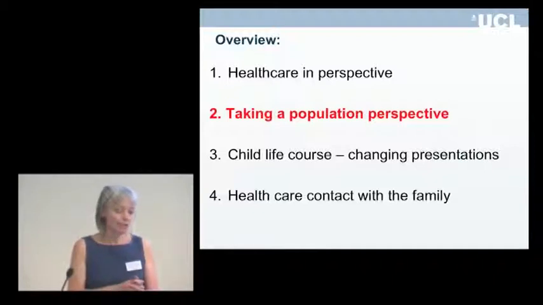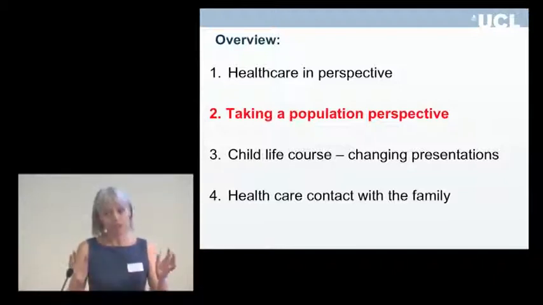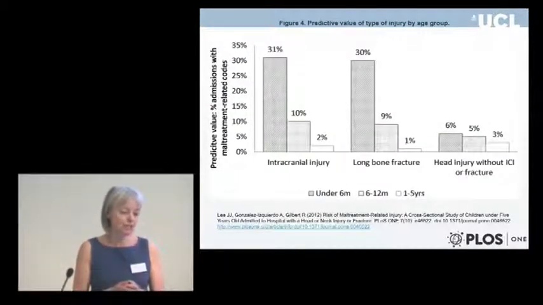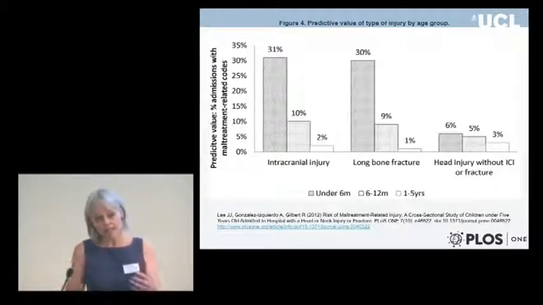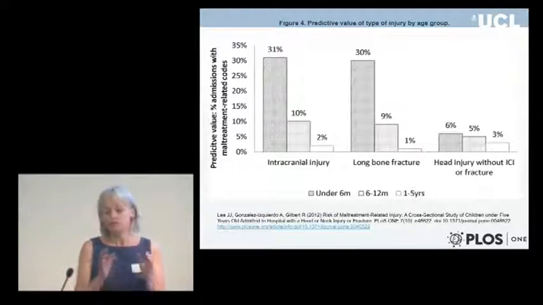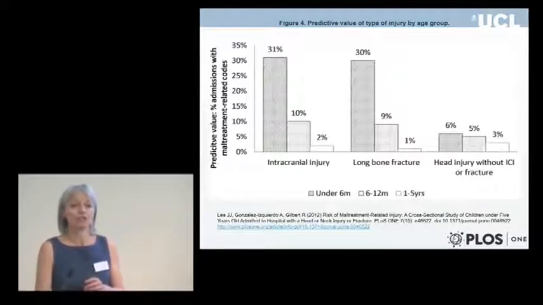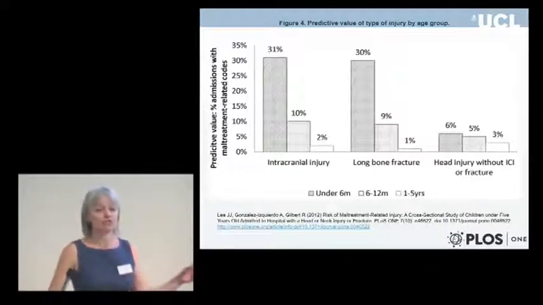My second example is to show you how important it is to take a population perspective, even just within health services. This is based on data that we published last year. This is again using maltreatment-related hospital admissions for the whole of England. Here we just looked at children under 5 years old, and we pulled out those children that had ever had any head injury admission or a fracture admission.